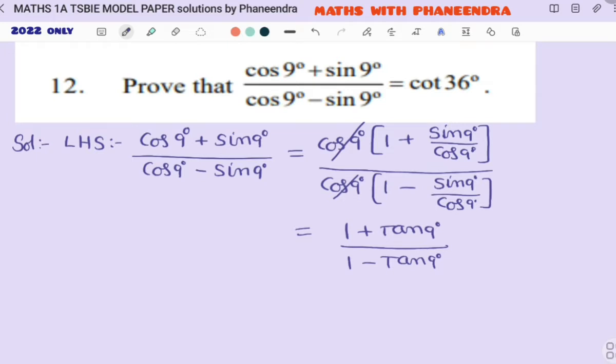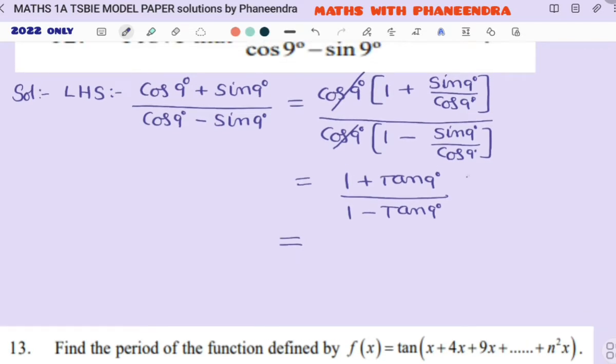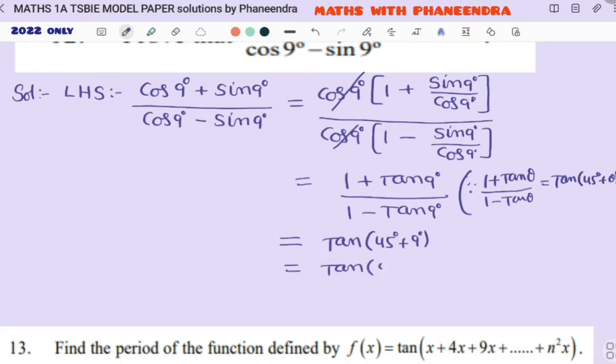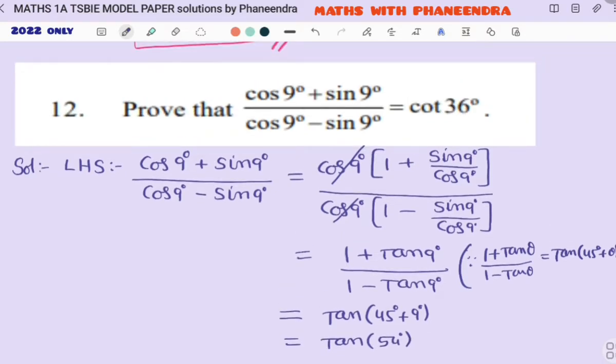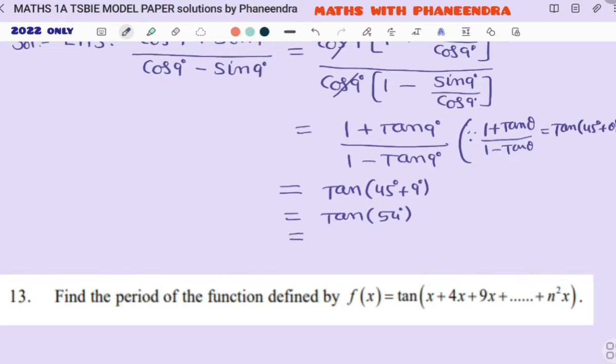Here I will mention that 1 plus tan theta divided by 1 minus tan theta can be written as tan of 45 plus theta. So here, in place of theta, what value is there? 9 degrees is there. So tan of 45 degrees plus 9 degrees, that is equal to tan of 54 degrees. But they are asking to prove in terms of cot. So tan theta can be written as cot of 90 minus theta. So can we write like this?